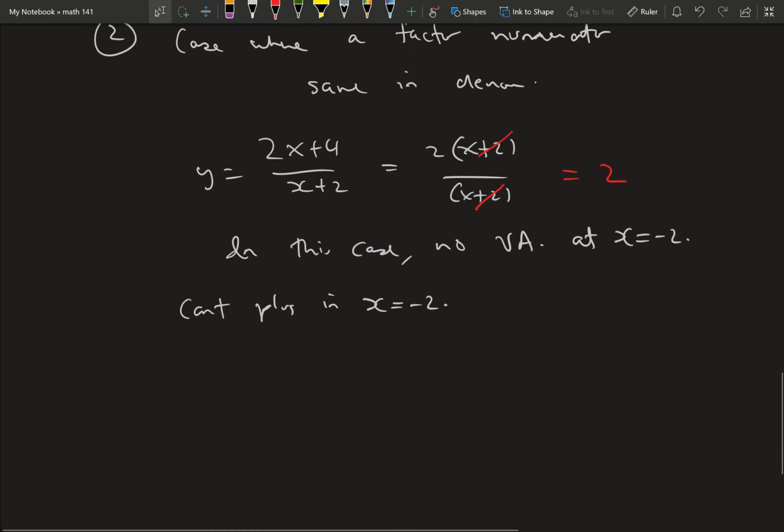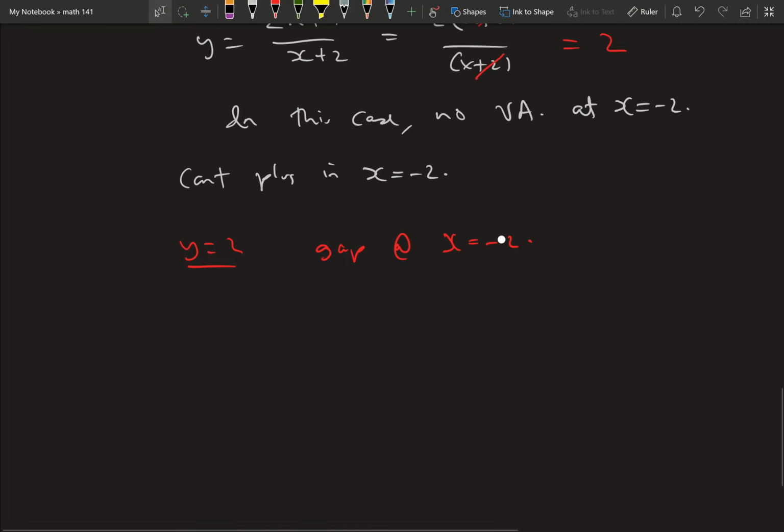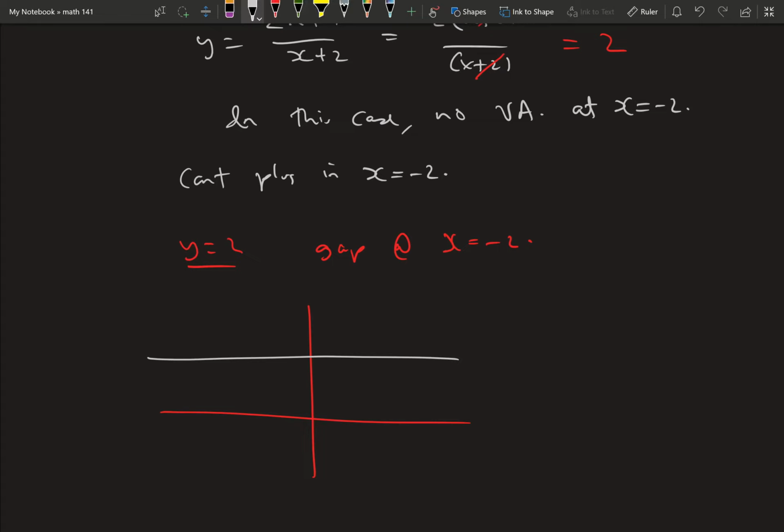So this is the graph y equals 2 with a sort of gap at x equals -2. So the graph actually looks like, here's y equals 2, but then at -2, we have a little gap. Let me draw that one more time. So we have y equals 2 here, but then we leave a little space because we cannot allow for x to actually equal -2. So this is the graph of y equals (2x + 4) over (x + 2). There's no vertical asymptote.